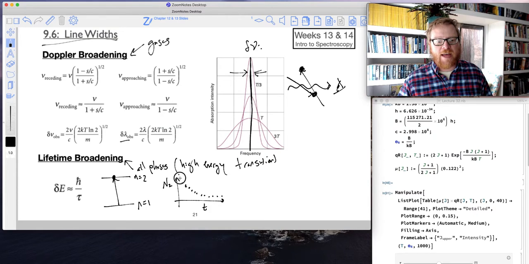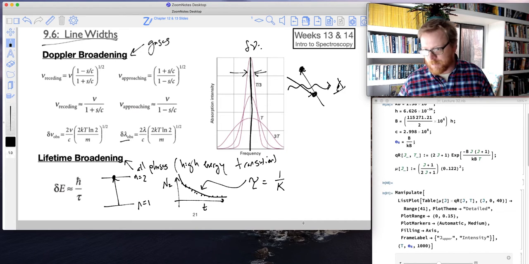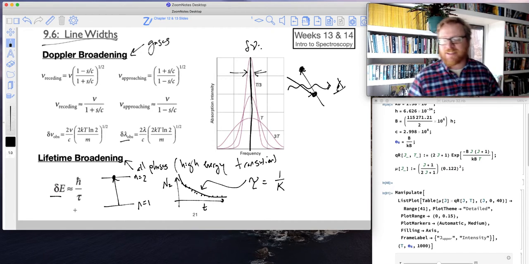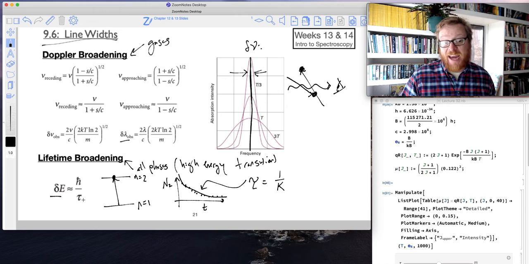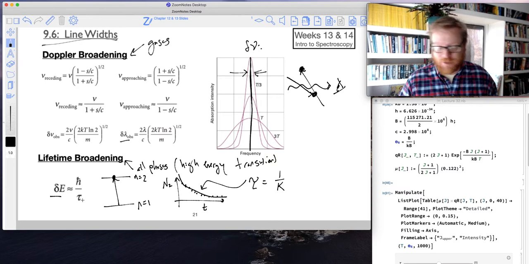So all excited states decay via a first order process. And from that first order process, we can get tau, the lifetime, which hopefully you remember from your kinetics. The lifetime of any first order process is just 1 over the rate constant for that process. And so the broadening, given here as delta E, the width of the transition, is simply h bar divided by its lifetime.